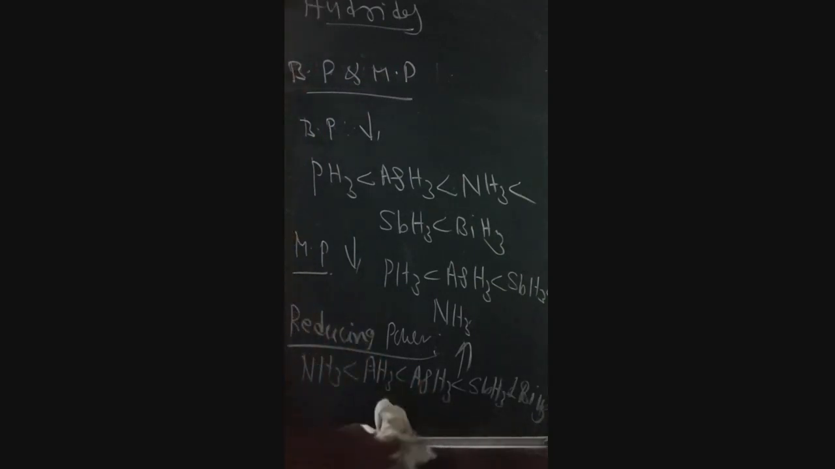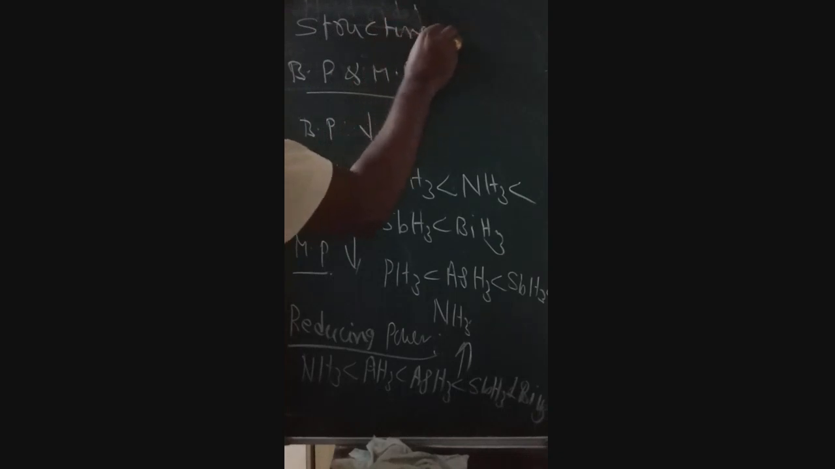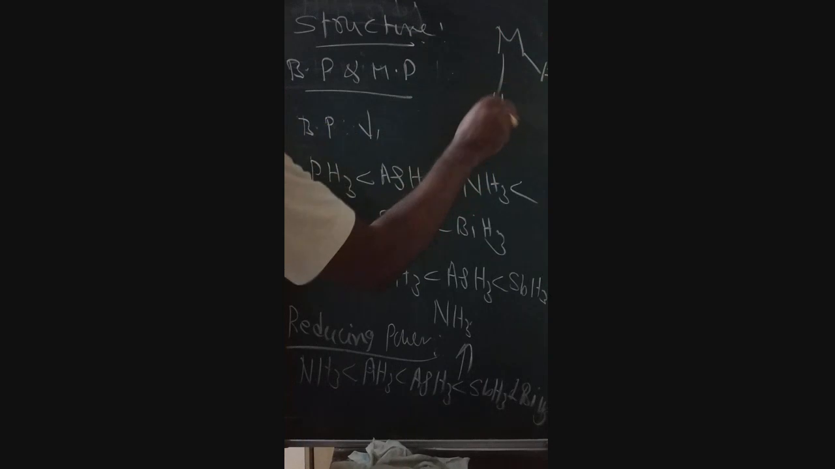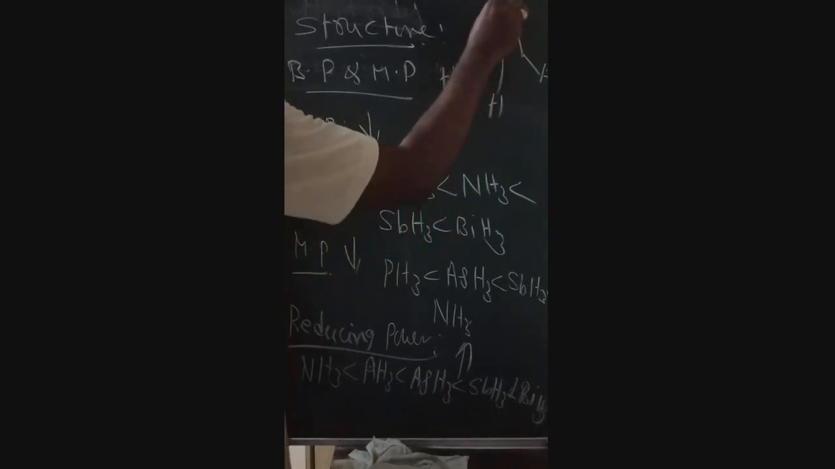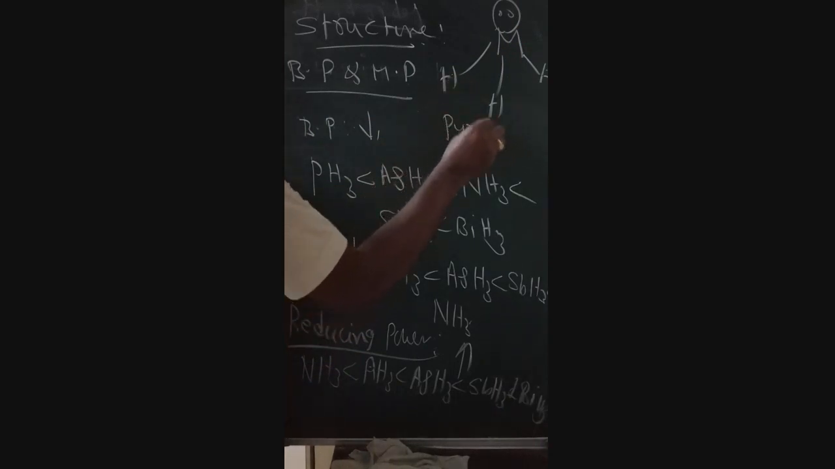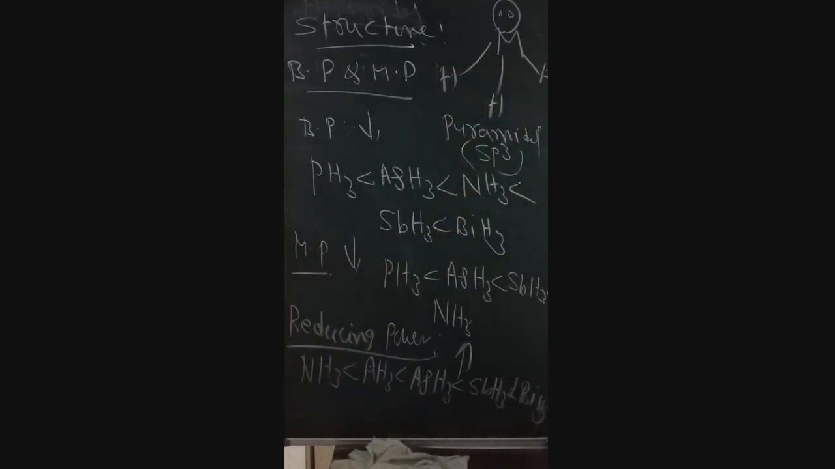Okay children, so that is the hydride information. Structure of hydrides: the representation is MH3, with hydrogen, hydrogen, hydrogen, and this position containing a lone pair. That means all shapes are pyramidal. All central atoms undergo sp3 hybridization, but bond angles vary, as already discussed in the bond angle property.